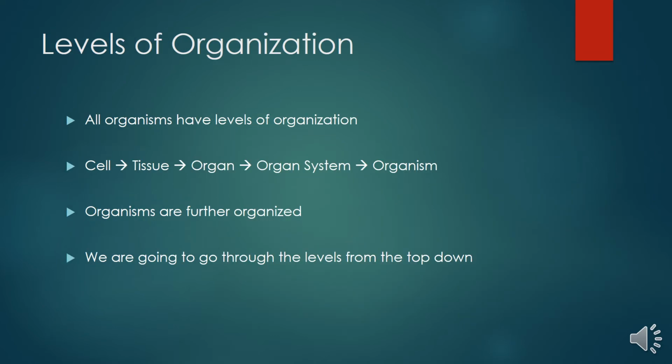Levels of organization. All organisms have levels of organization. We talked about this as one of those 7 things it takes to be alive. Organisms are organized into cells that then are formed into tissues, that then form into organs, that then form into organ systems, such as your respiratory system, that then form a whole organism. We further organize organisms. So we're going to go through these levels of organization from the top down. We're going to start with the most broad, and then go on to very specific, and come back down to organism.